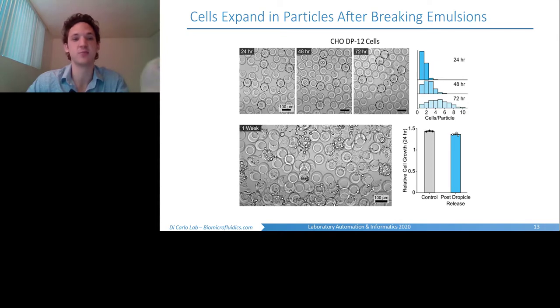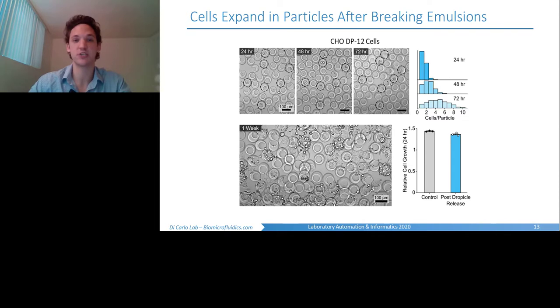In this case, we have a 24-hour, 48-hour, and 72-hour time point. You can see these initial starting colonies are actually expanding over time. And at a certain point, they will overwhelm the particle and engulf it and then spread onto whatever surface is below it. In this case, they were seeded in a well plate, and so they'll actually expand onto the well plate afterwards.